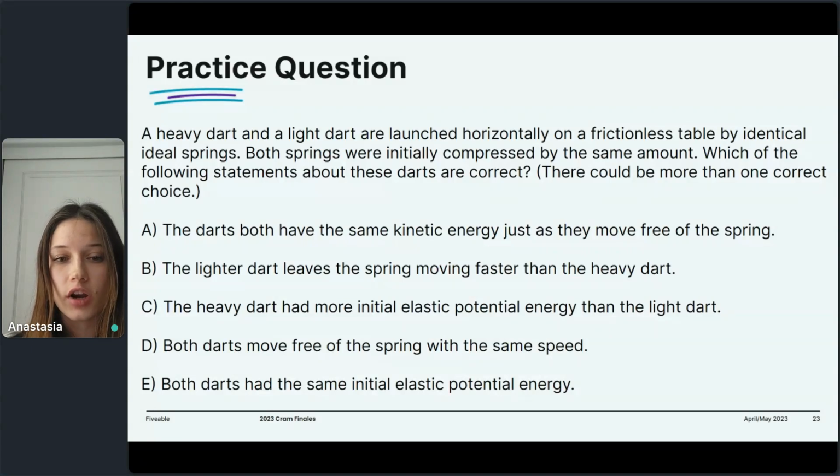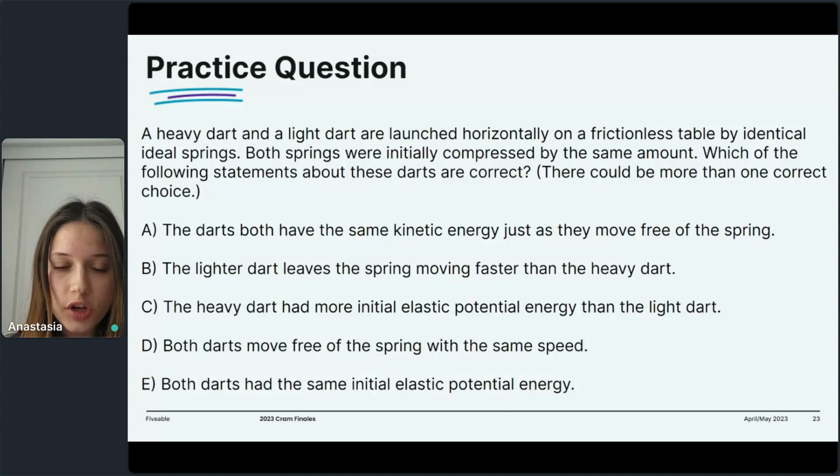C. The heavy dart had more initial elastic potential energy than the lighter dart. This is not true because they both start off with the same amount of compression in the beginning, so they will have the exact same amount of elastic potential energy. So C is not the right answer.